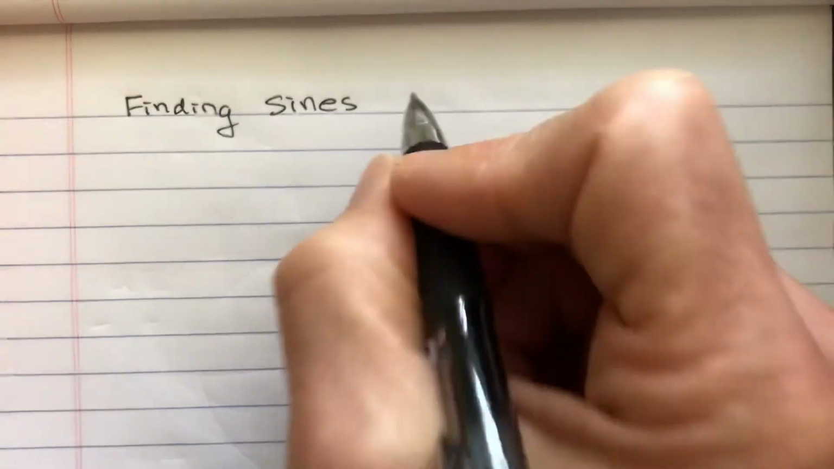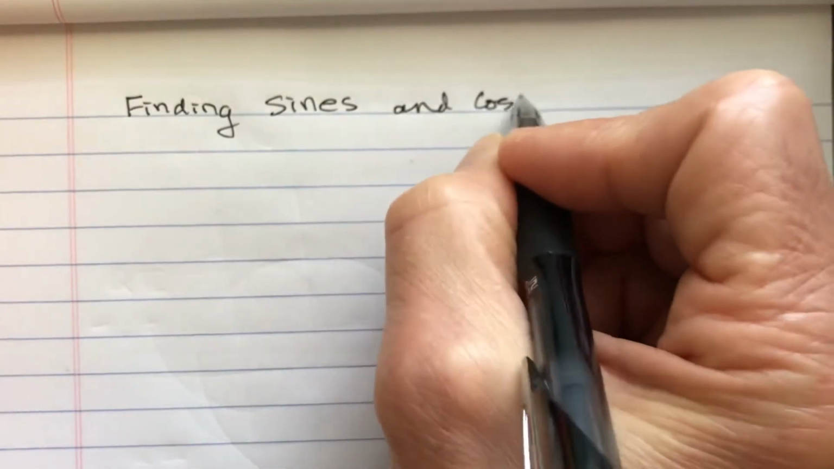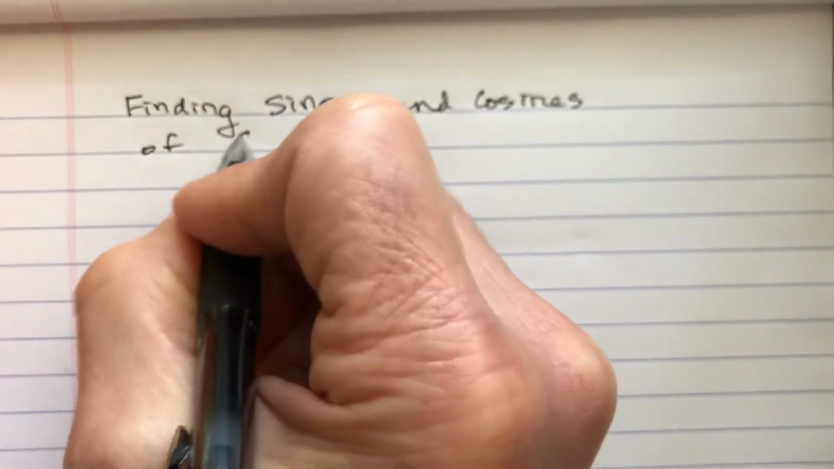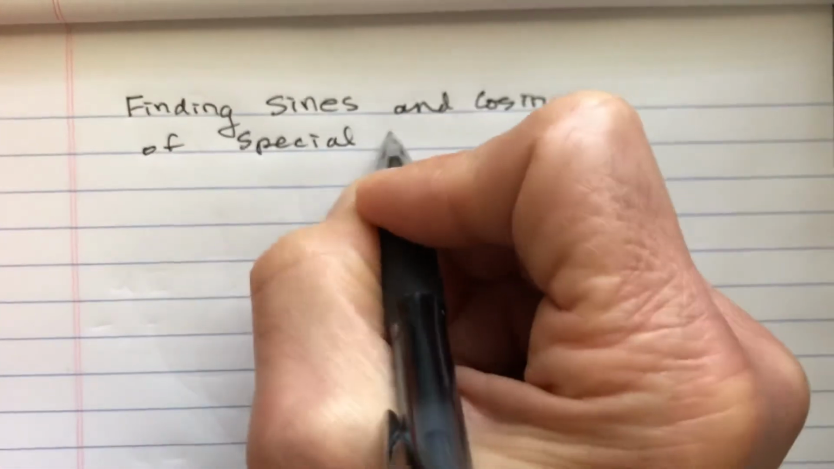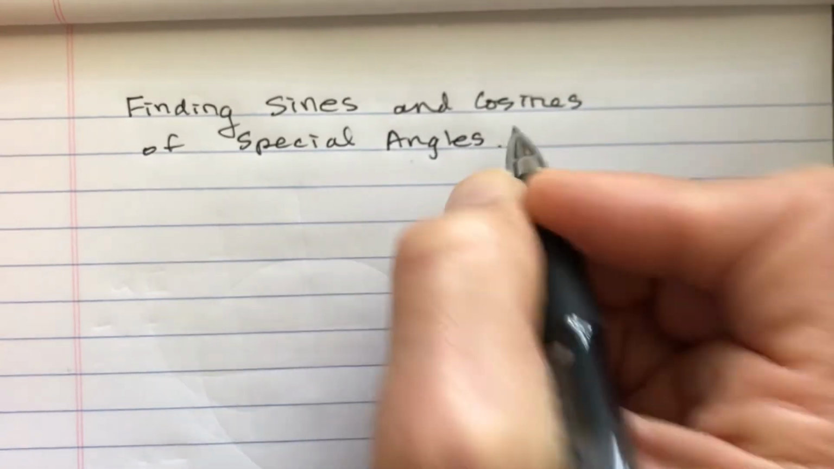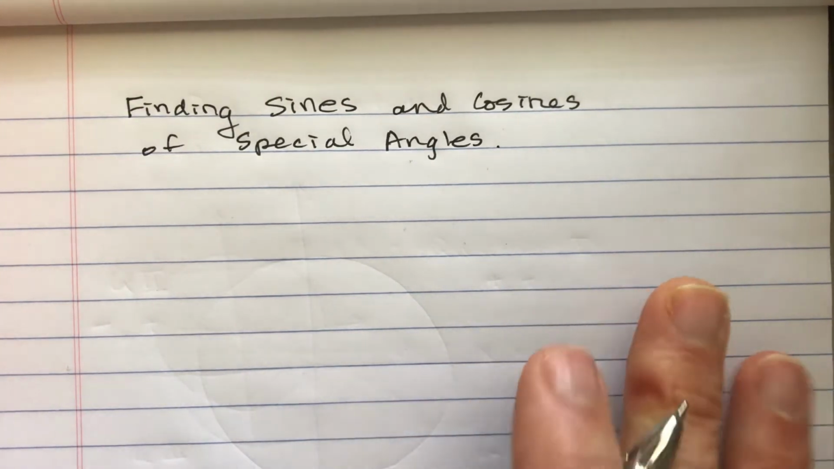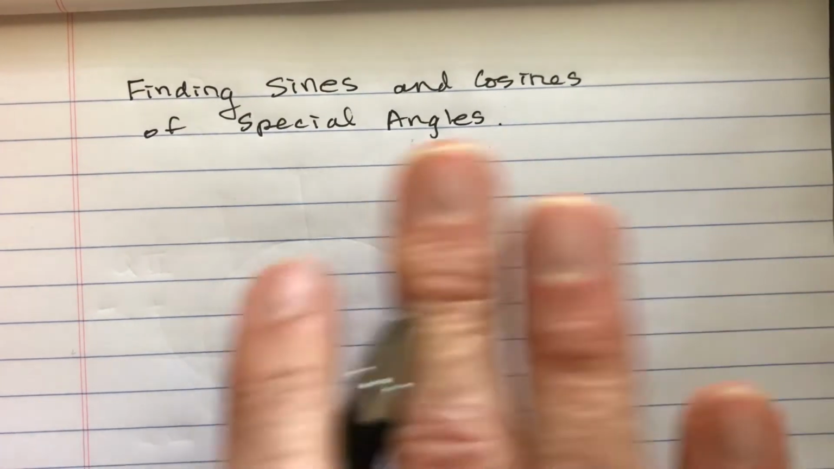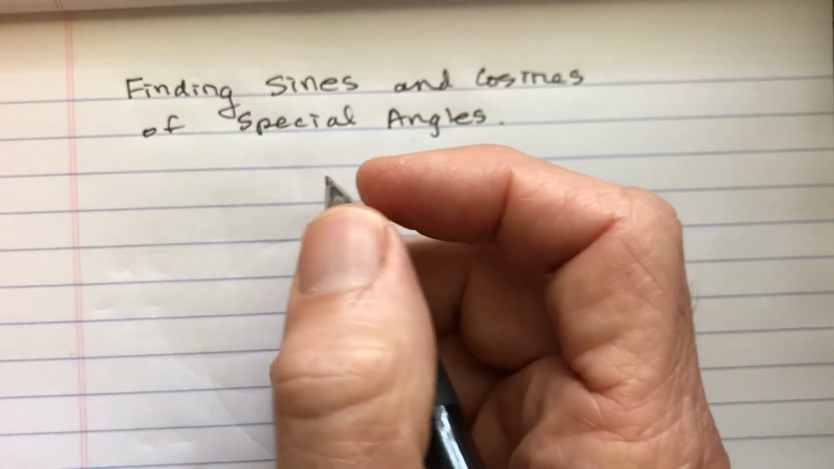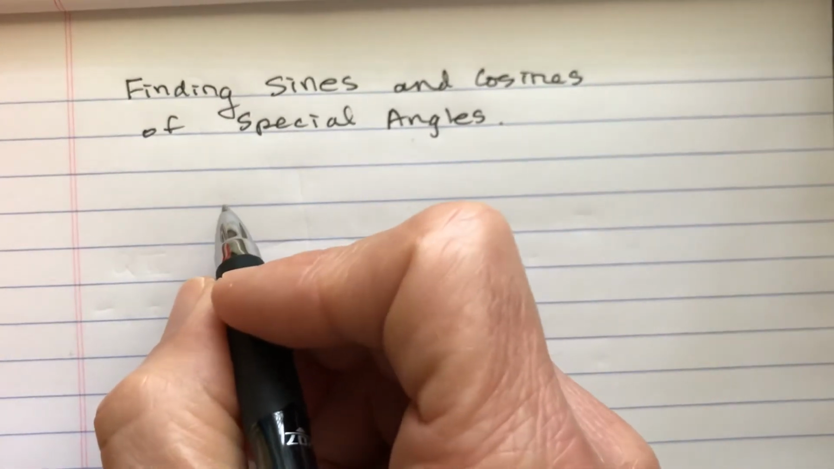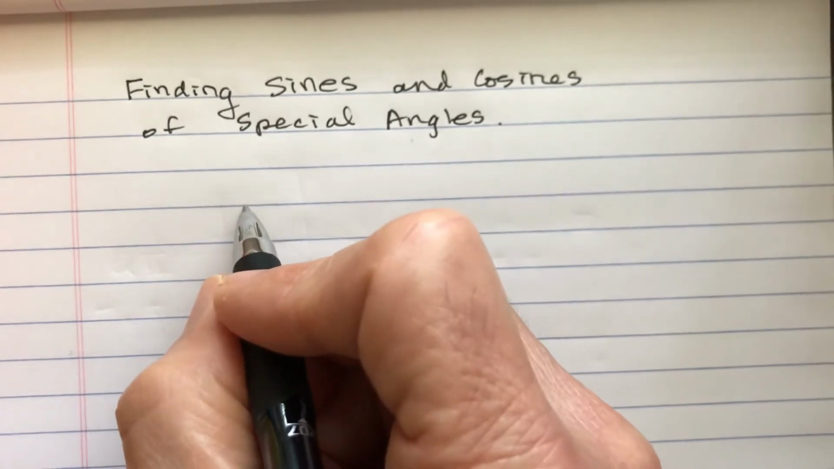Okay, so what we're going to do here is find sines and cosines of special angles. All right, so we've talked a bit about special angles already in other videos, but we'll get more into it right now.